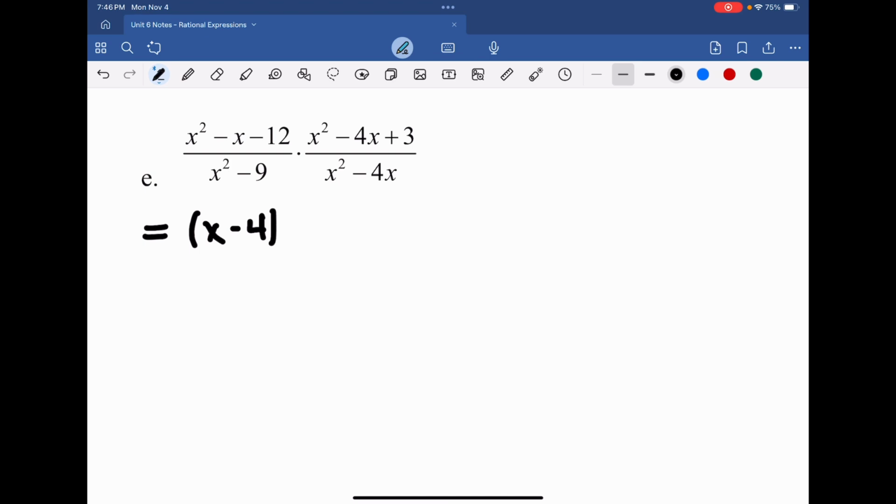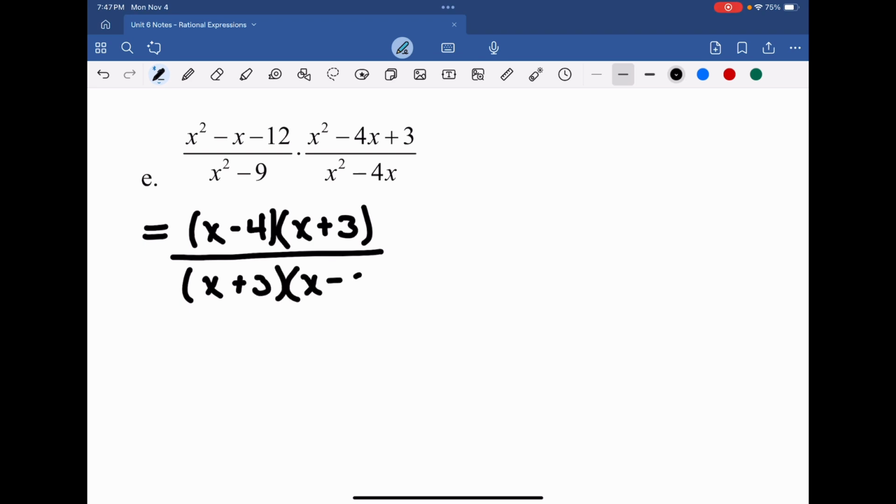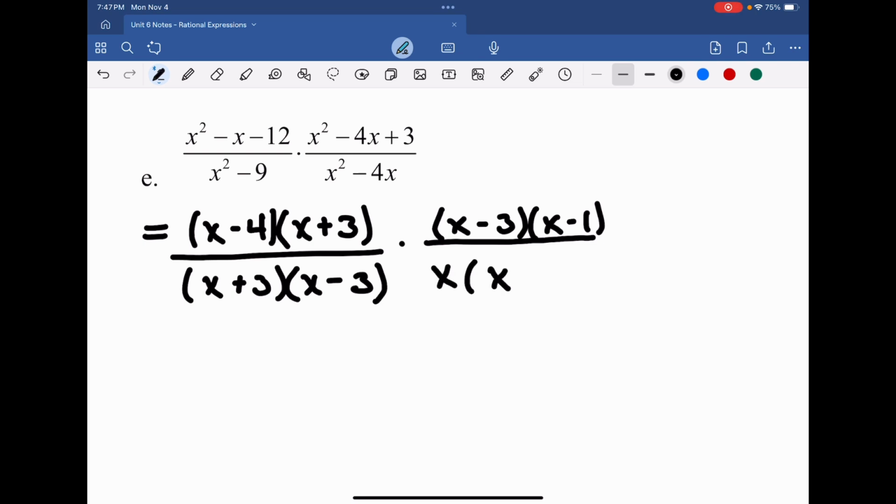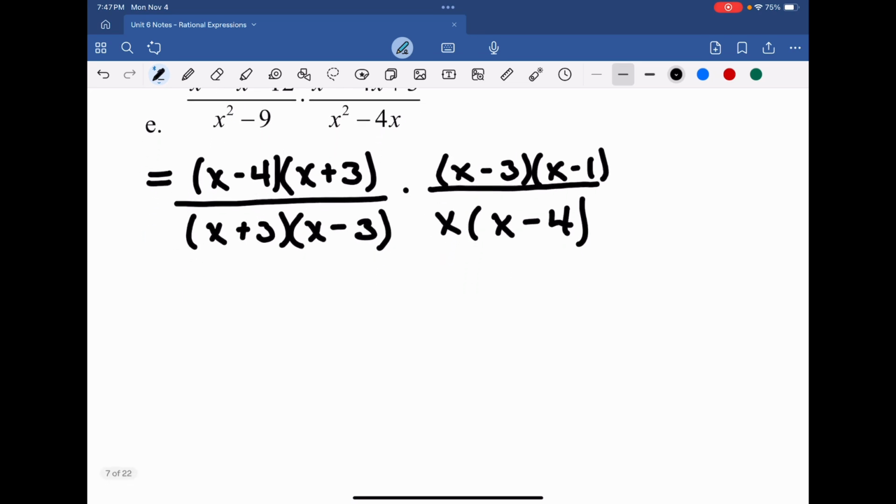Now, for this first one, we need to multiply to make negative 12 and add to make negative 1. The factors that do that for me are x minus 4 and x plus 3. Divided by, we recognize this is a difference of squares, where it's x plus 3 and x minus 3. This is all going to be multiplied to, in the second fraction here, we have multiplies to make 3, adds to make negative 4. The two terms that will do that are x minus 3 and x minus 1. And then in the denominator, the other one, if I pull out an x, this leaves me with x minus 4. So there is my fully factored form.